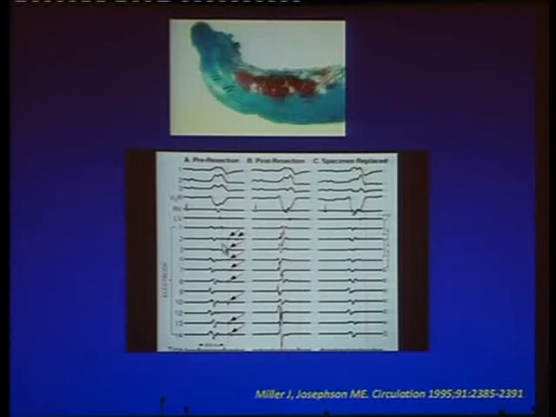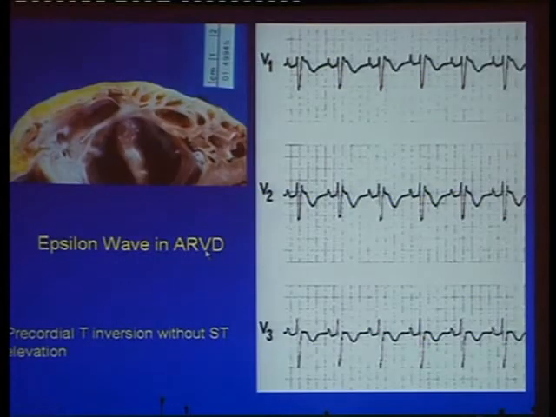doesn't come back. So this is basically the histological underpinning of these late potentials. This is the same process, really, that happens in ARVD. Marty showed these beautiful epsilon waves in ARVD, and here's the same thing.